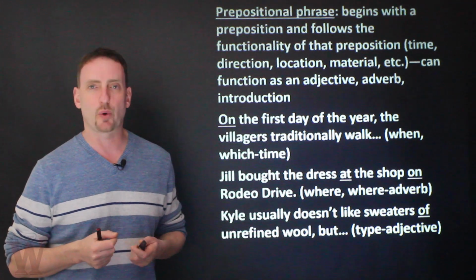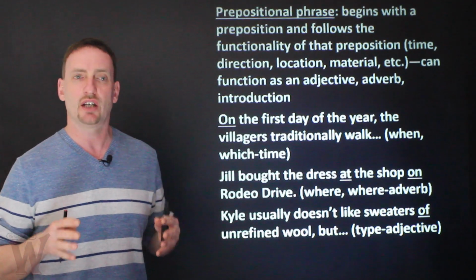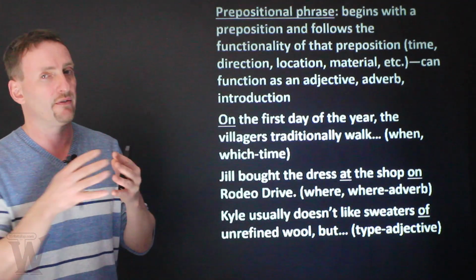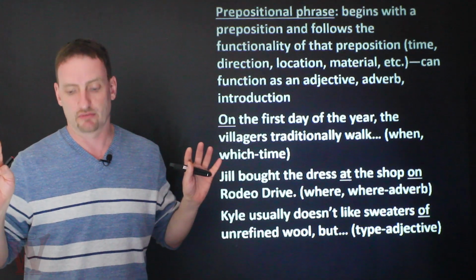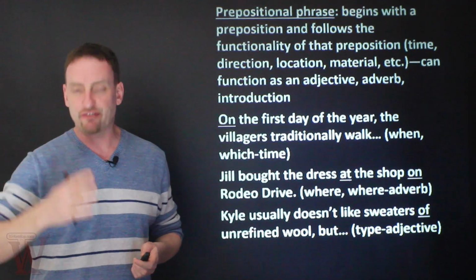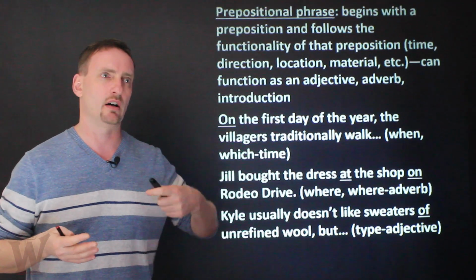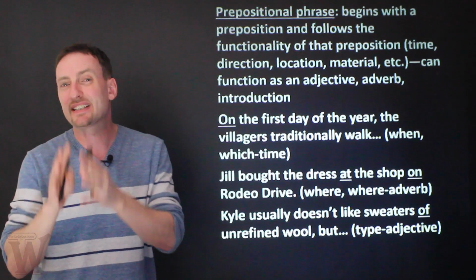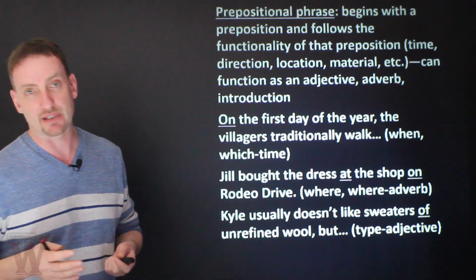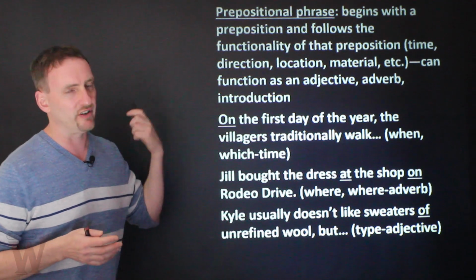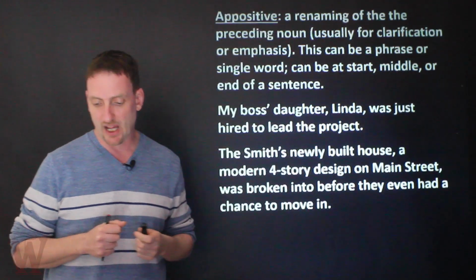Kyle usually doesn't like sweaters. This is a complete sentence, but I want to give you a little bit more information to specify the type of sweaters that he doesn't like. I don't want to say he doesn't like all sweaters. He doesn't like sweaters of unrefined wool. He likes sweaters made of cotton. He likes sweaters made of a different type of wool. This specific type he doesn't like. So I'm giving you the specific type with a prepositional phrase. Okay, and these are very, very commonly used. Reading, writing, you need to use them as well.